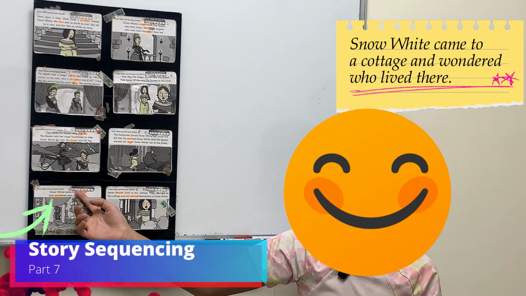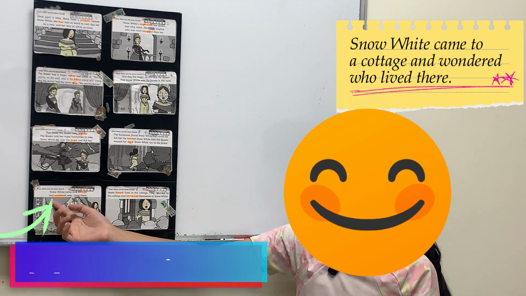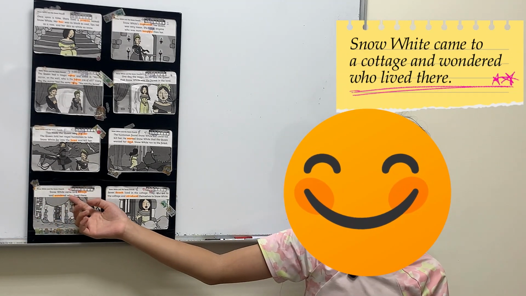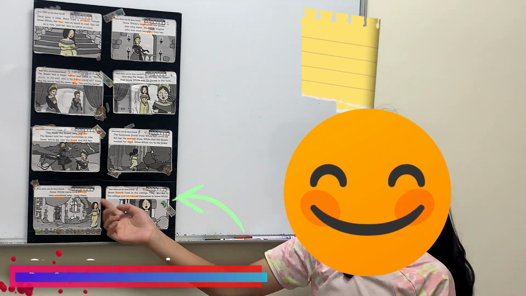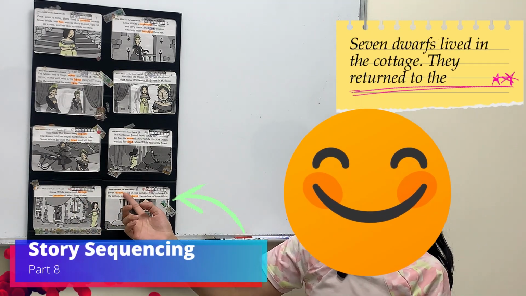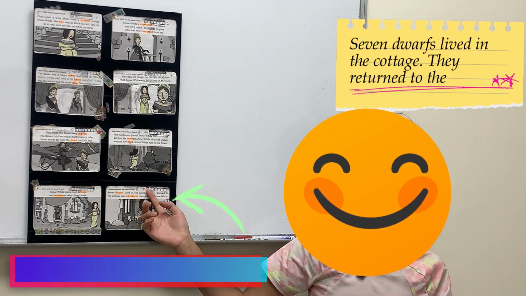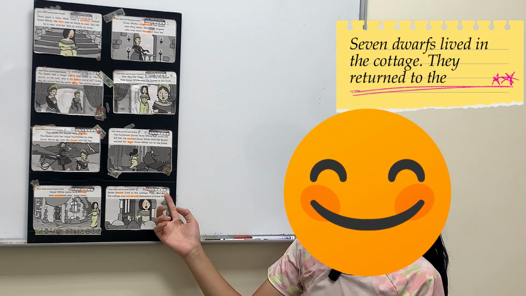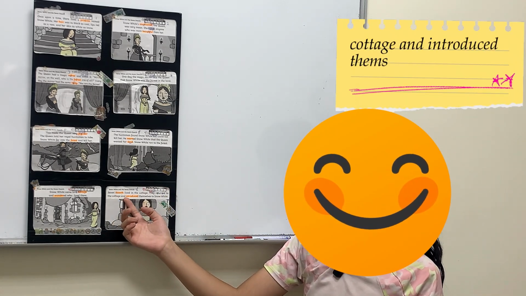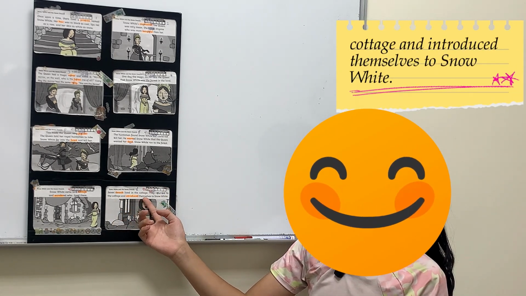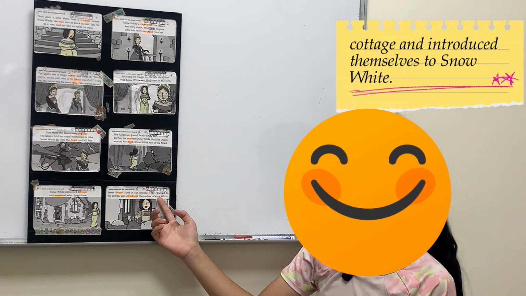Snow White came to a cottage and wondered who lived there. 7 dwarfs lived in the cottage. They returned to the cottage and introduced themselves to Snow White.